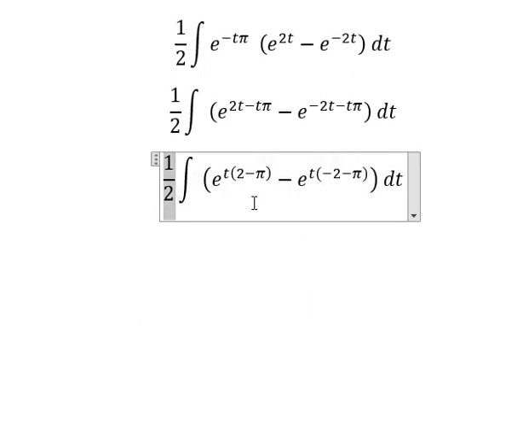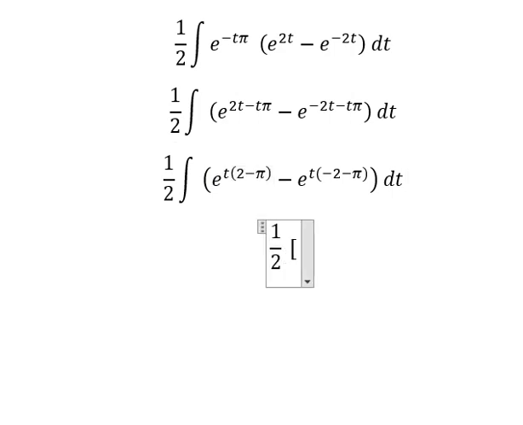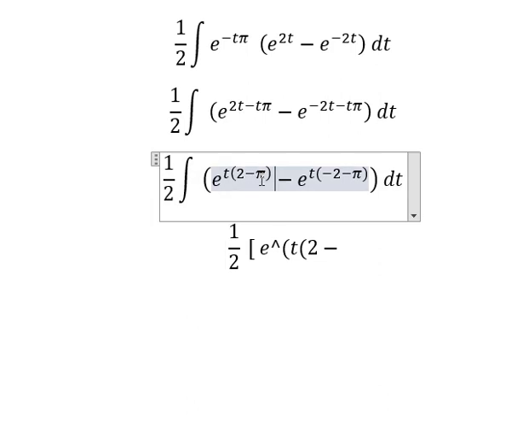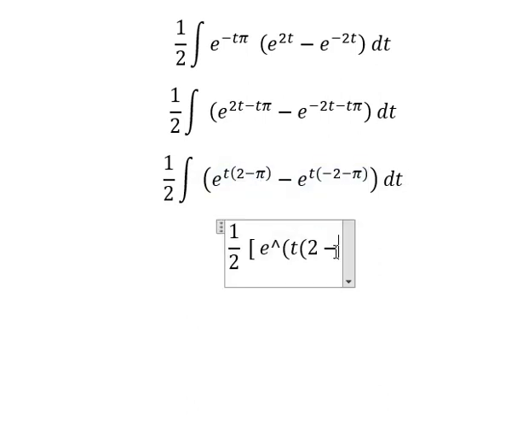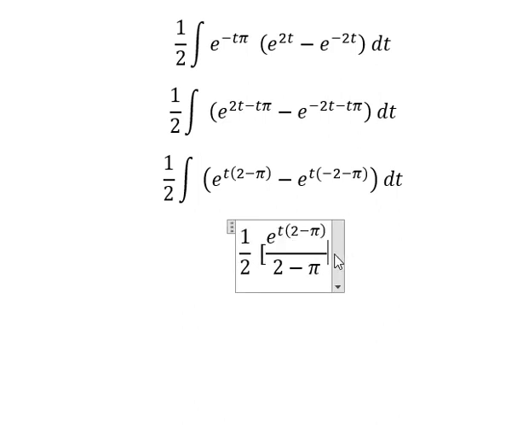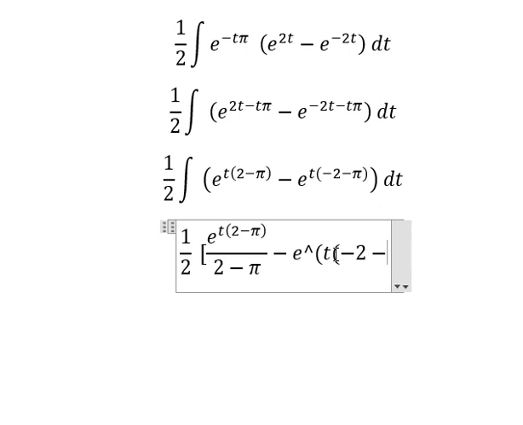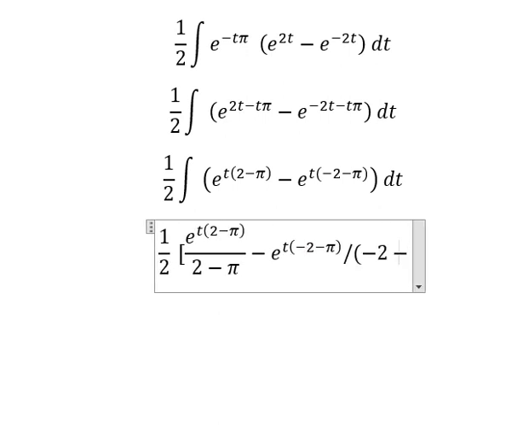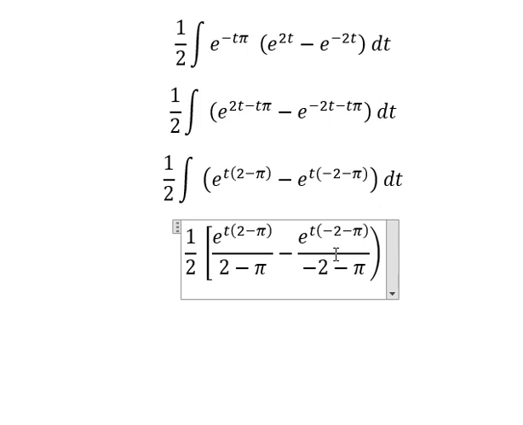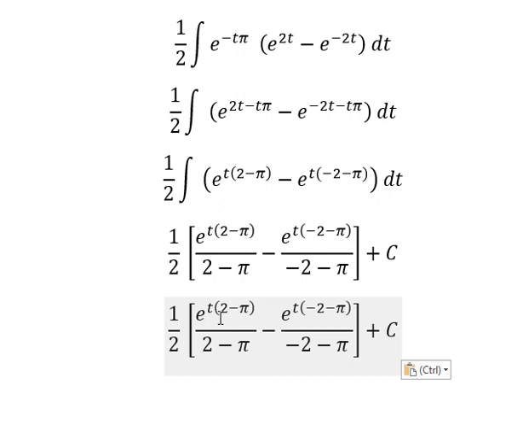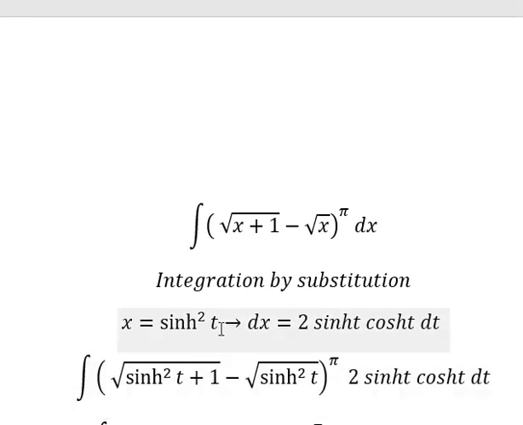So the integration of this one we have like this. Next, about t, that is about this one.